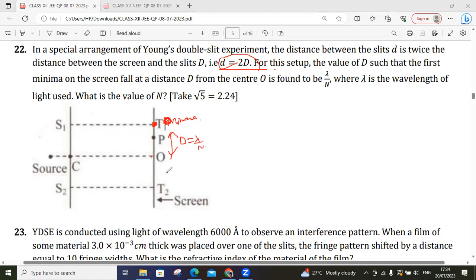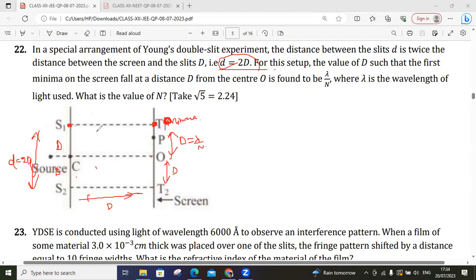Okay, lambda is the wavelength of light used. Value of n is asked. So this will also be D fully. This is also D, and this is minima, and this is Young's double-slit experiment. So if you see, this is actually small d, in which small d is 2 into D. So this will be D, and this will also be D, and this is also D.